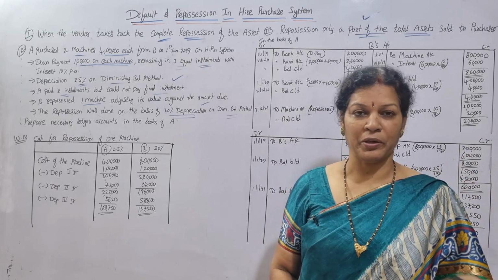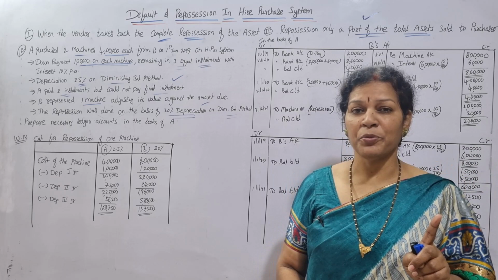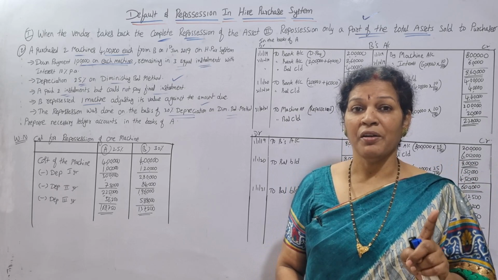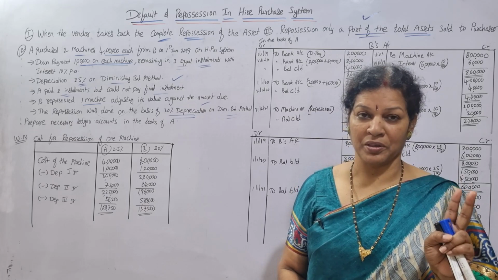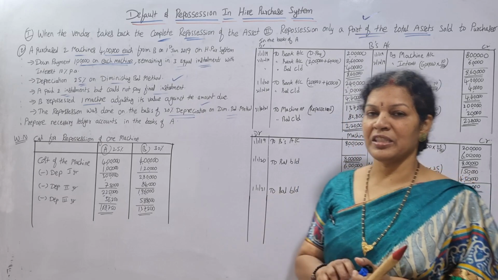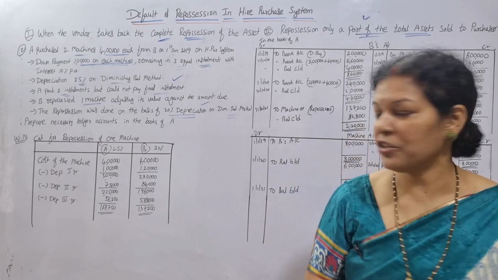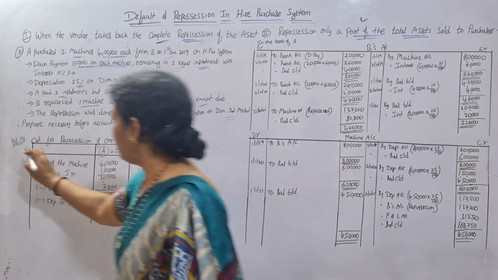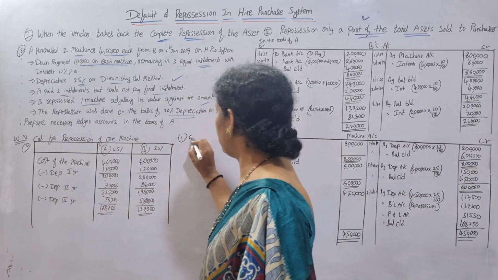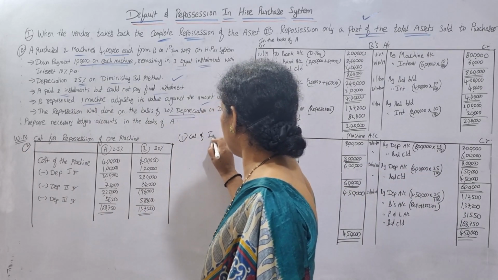The 2 machines we don't want to calculate. Only 1 machine. Which machine? The machine which was taken over or repossessed by B. That machine only. Now first of all, let's see how much the installment amount is. First, in the working notes, calculation of installment amount.